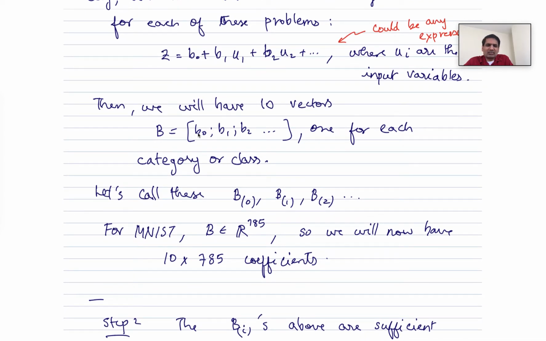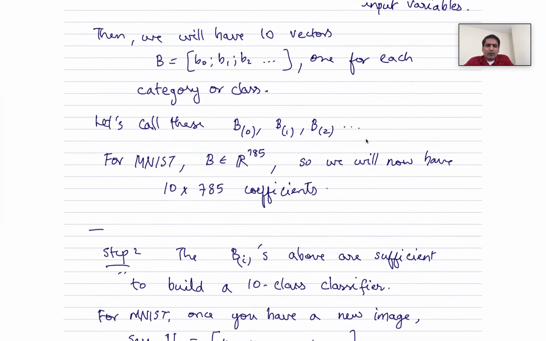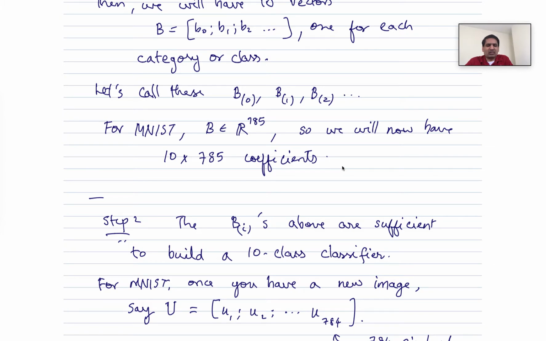Because these coefficients are known for each class, I'm going to put a different kind of subscript. For class 0, we have coefficients b subscript 0; for class 1, we have coefficients b subscript 1, and so on. I put the subscript within brackets just to distinguish between these kinds of subscripts. For MNIST, because it has 784 pixels, or 784 inputs, your b vector will have 785 coefficients, and you'll have 785 coefficients for each of the 10 classes. So you really have 10 times 785, or 7,850 coefficients, once you have solved the logistic regression problem 10 times.